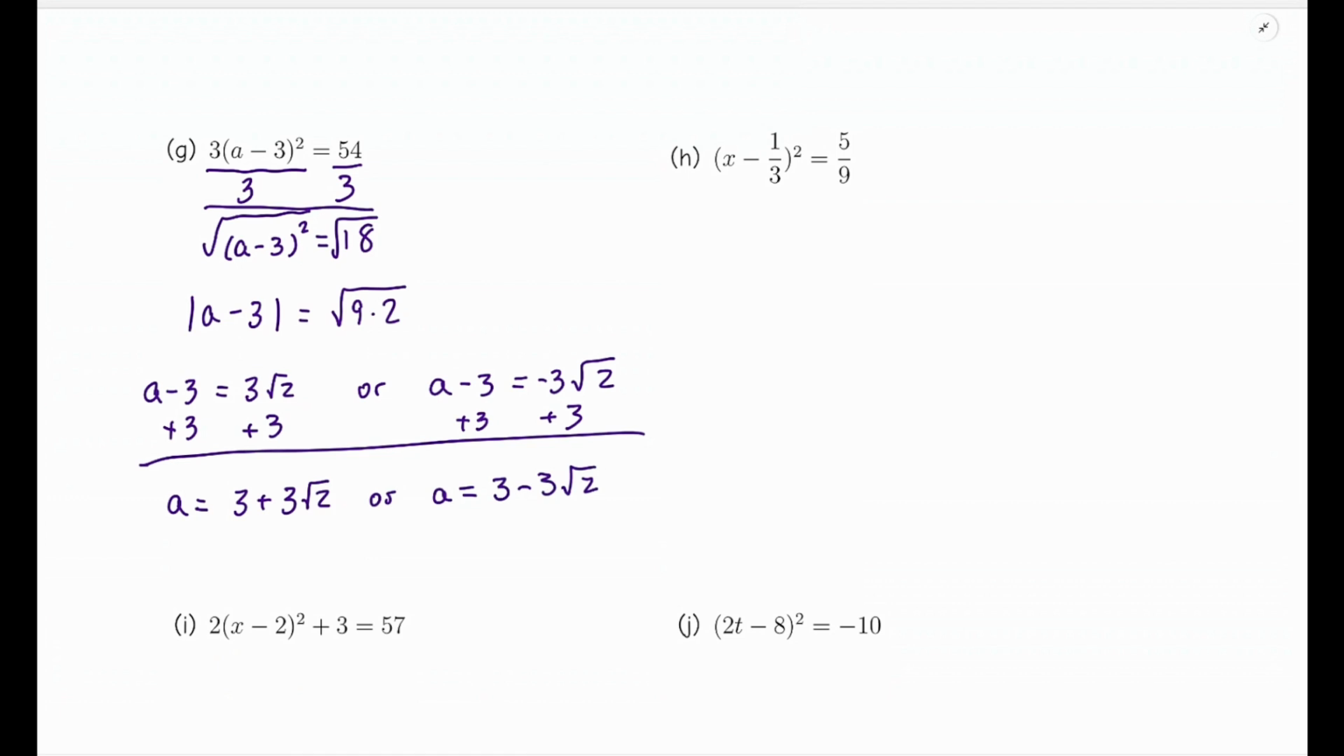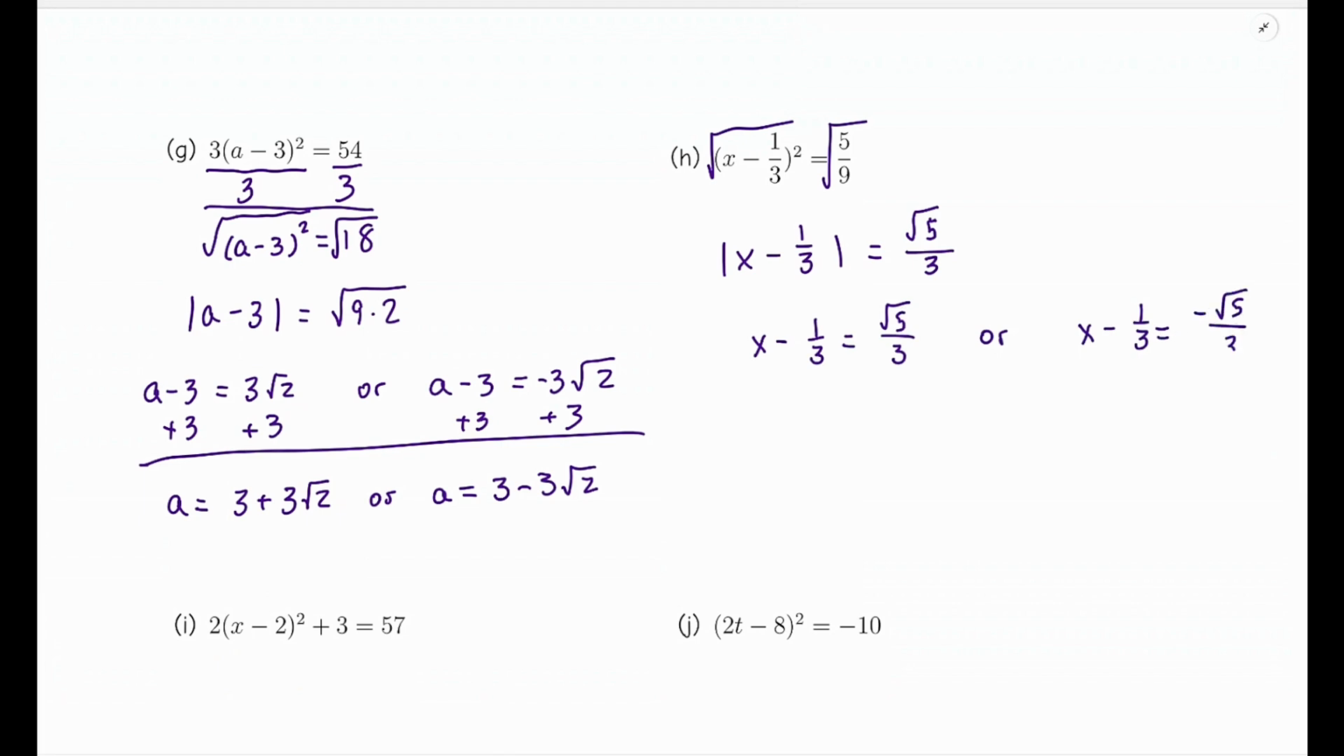Part H, x minus 1/3 squared equals 5/9. Take the square root of both sides. Get the absolute value of x minus 1/3 is equal to the square root of 5 over 3, because the square root of 9 is 3. And then this becomes x minus 1/3 equals the square root of 5 over 3, or x minus 1/3 equals negative square root of 5 over 3.